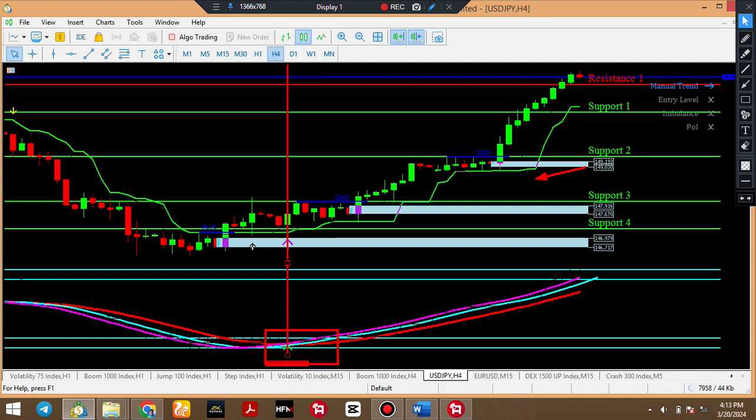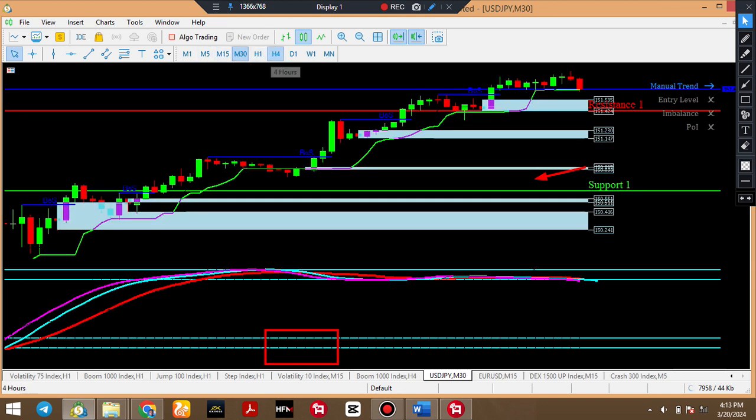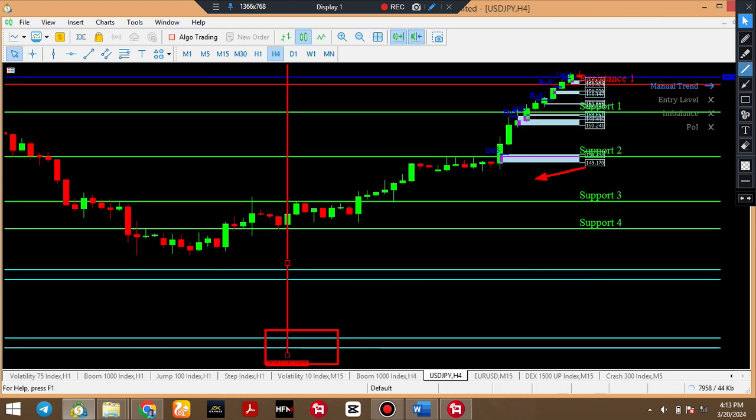Sorry, let's go back to 4 hours. Let me do something there before we move to 30 minutes. Now, let's put our stop loss arrow, the horizontal line. Where was the last? This was the last low before the pop-up, right?